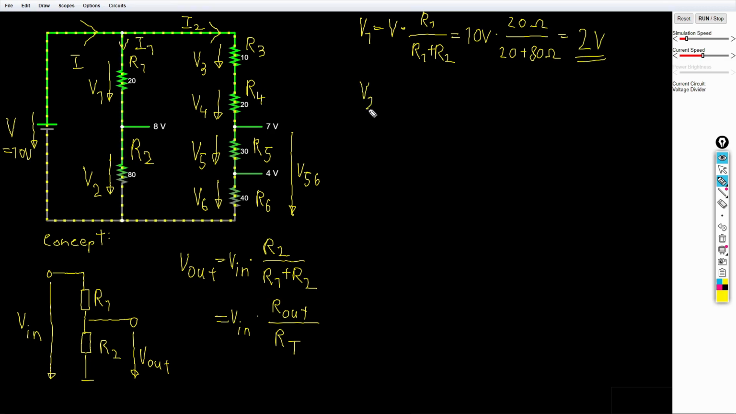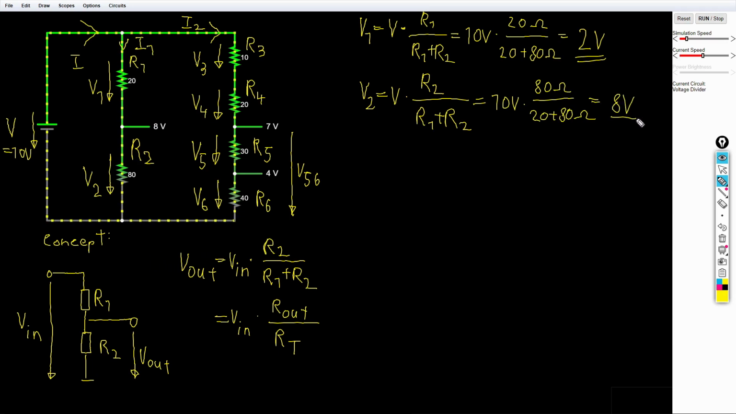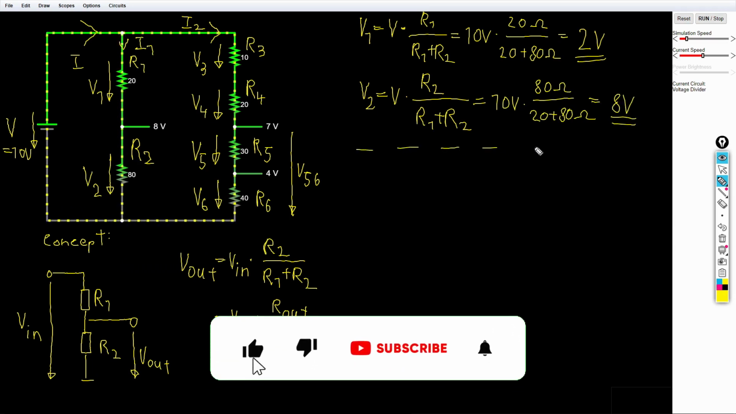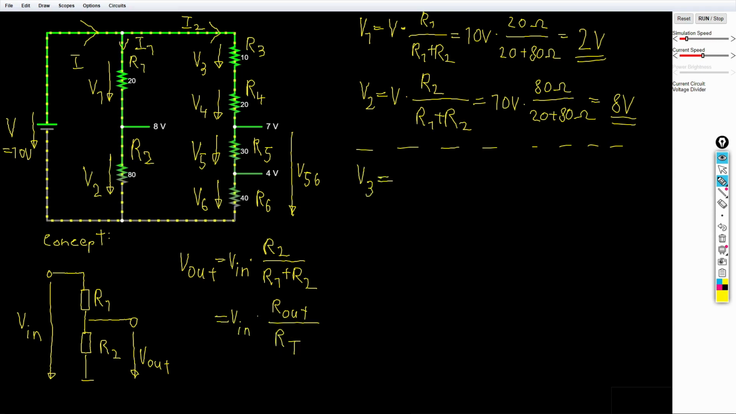For V2 we could do the exact same thing with a simple twist. The output resistance for V2 is R2, so the numerator is equal to R2 instead of R1. Let's move on to V3. First we need to think what our input voltage is. And this is similar to our previous calculation, because the total voltage in a parallel circuit is the same.